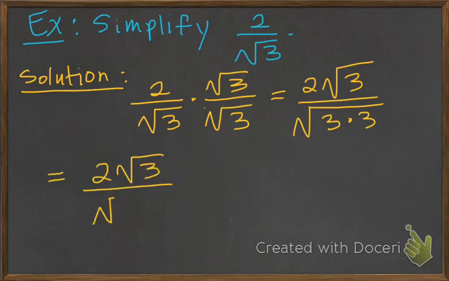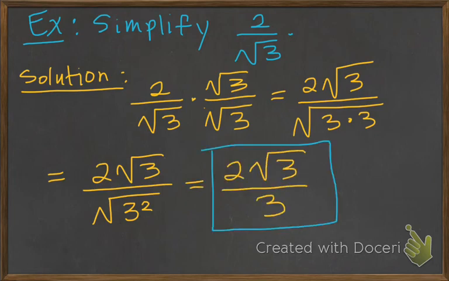times the square root of 3. Now, the square root of 3 times 3 is 3 squared, and when you take the square root of a perfect square, you just have that number. So what I end up with is 2 times the square root of 3 over 3.